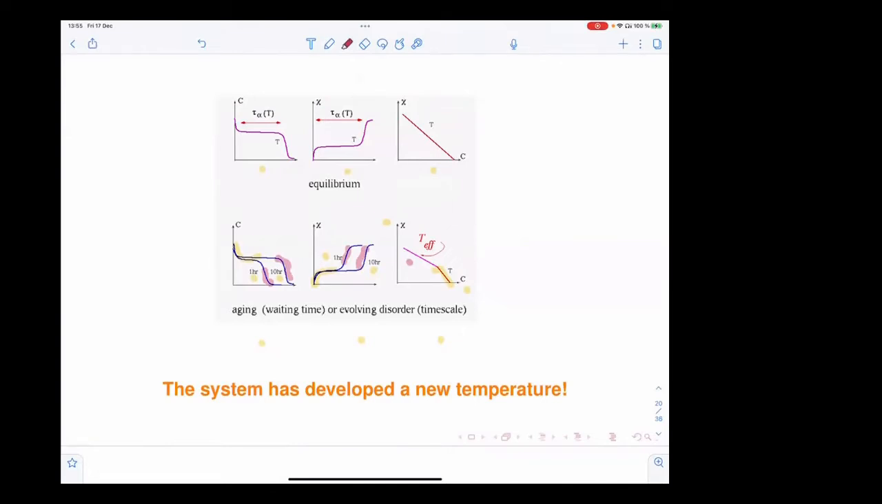This is very, very surprising. Where does this temperature come from? The usual temperature, this one, is the bath temperature. But this effective temperature is chosen by the system itself. So the system has developed an extra temperature. Why did it do that? Because it's out of equilibrium. If it were in equilibrium, it wouldn't be able to do that. If you are in equilibrium, you only have the bath temperature.